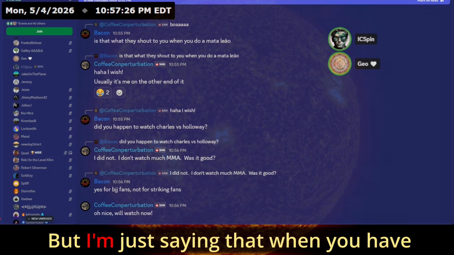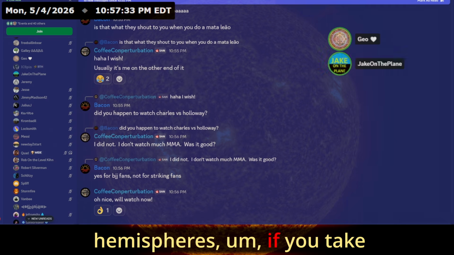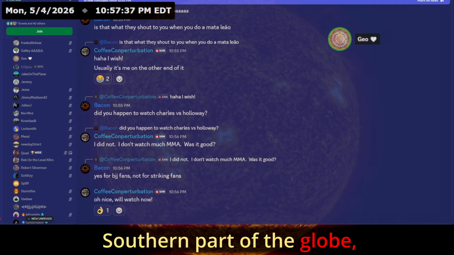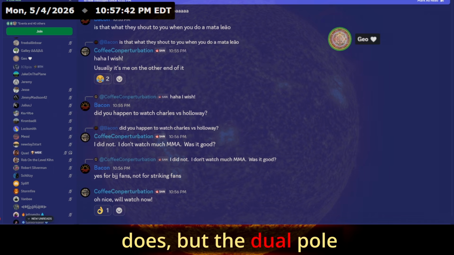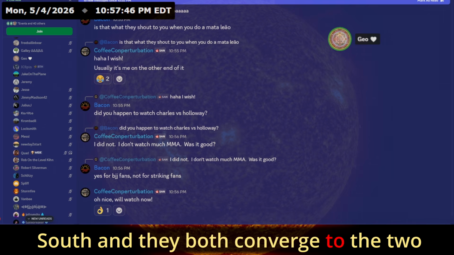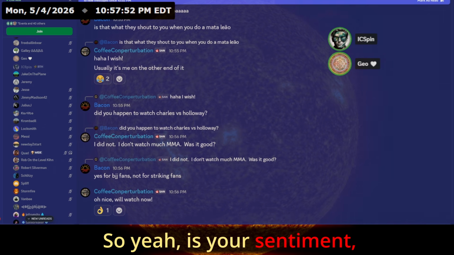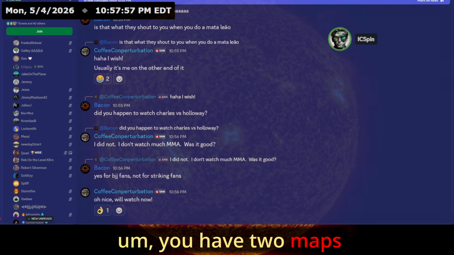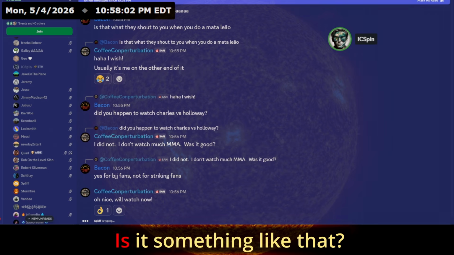I'm just saying that when you have the two hemispheres, if you take the globe one and put it on an AE map, and then the southern part of the globe, you just expand it outwards. That's kind of what the Gleason's AE map does. But the dual pole has the north and the south, and they both converge to the two poles, and then you have the equatorial region. So Jake, is your sentiment that you have two maps with one half of their map incorrect? Is it something like that?